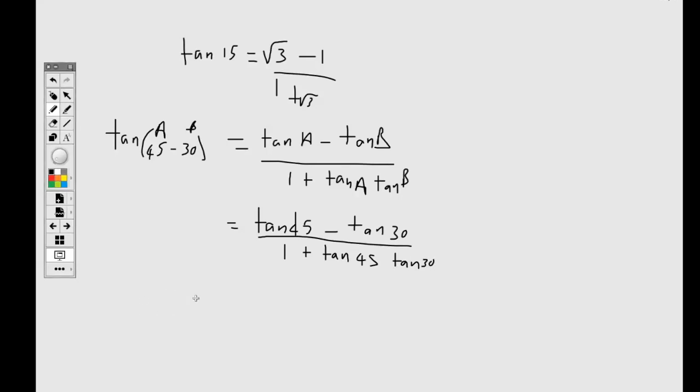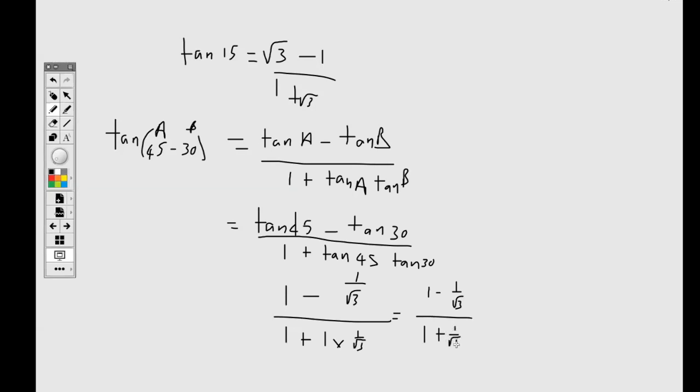Now, tan 45 is 1, and tan 30 is 1 over root 3. While in the denominator, we have tan 45 is 1, and then tan 30 is 1 over root 3. So 1 minus 1 over root 3 in the numerator, all over 1 times 1 over root 3, that's 1 over root 3. So I have 1 plus 1 over root 3.